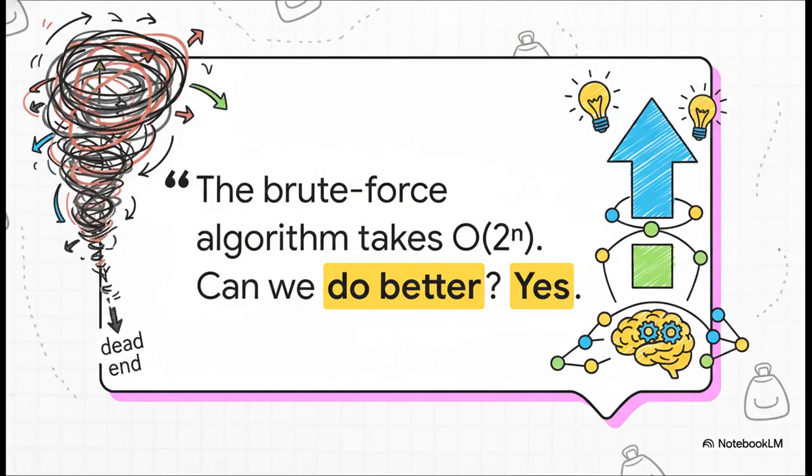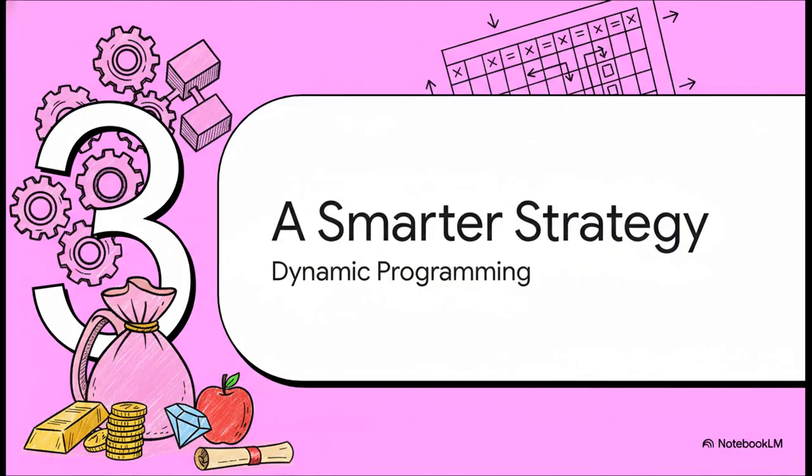So yeah, trying every combination, it's a total non-starter. It just collapses under its own weight. It's a computational dead end. We need something more elegant, something way more efficient. It is definitely time to work smarter, not harder. And that brings us to section 3, a much smarter strategy. We're going to use this really powerful technique called dynamic programming.